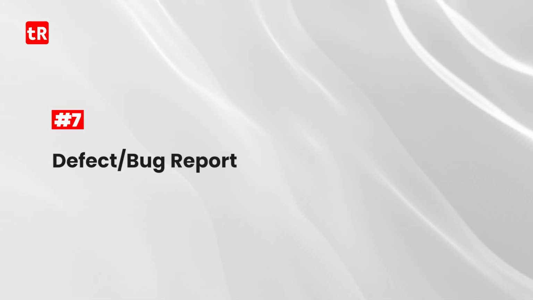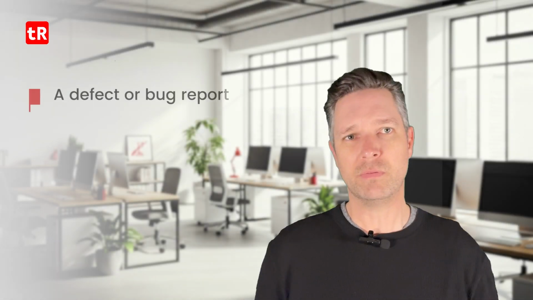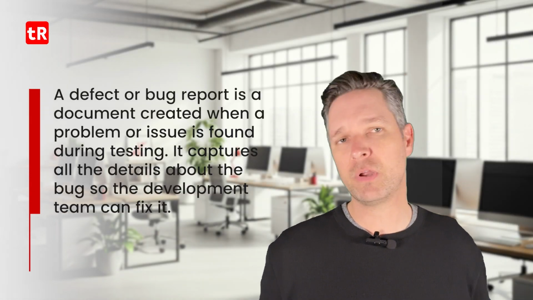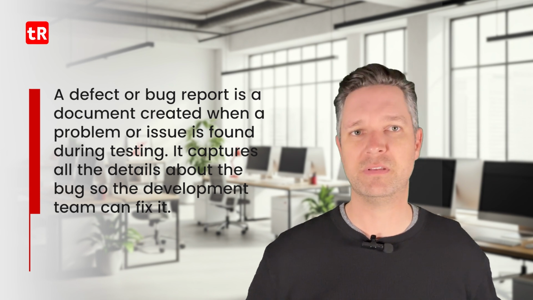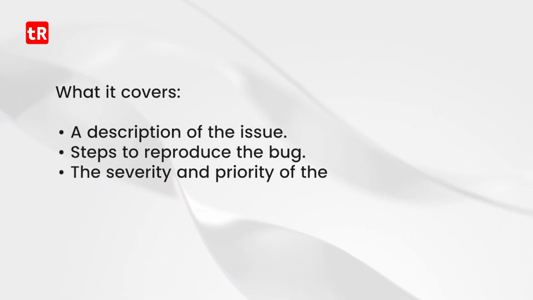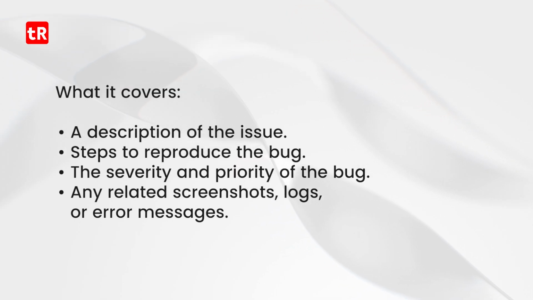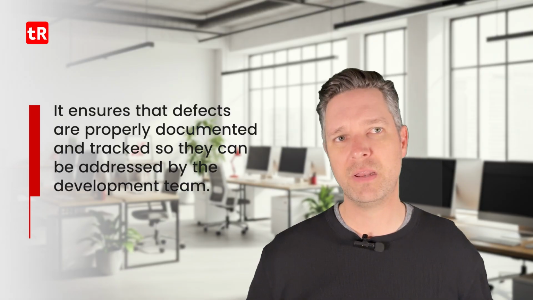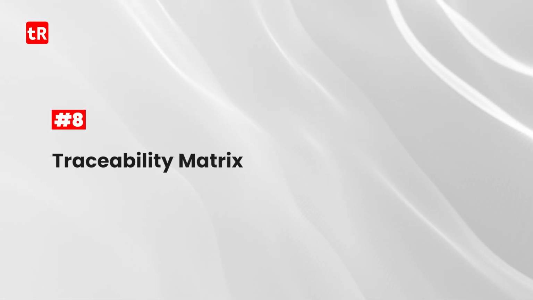Let's move on to the most important test documentation, the defect report. What is that? It's a document created when a problem or issue is found during testing. It captures all the details about the bug so the development team can fix it. What it covers: a description of the issue, steps to reproduce the bug, the severity and priority of the bug, and any related screenshots, logs, or error messages. Why it's important? It ensures that defects are properly documented and tracked so they can be addressed by the development team.